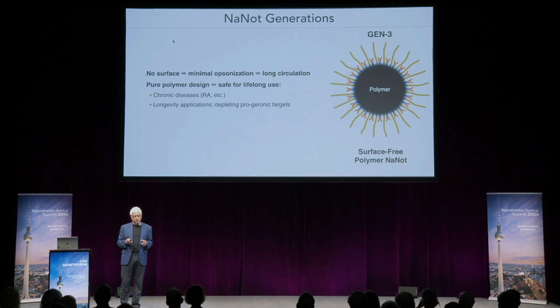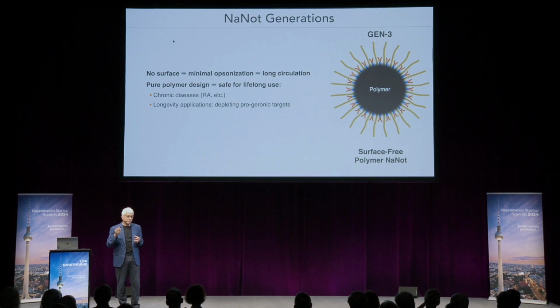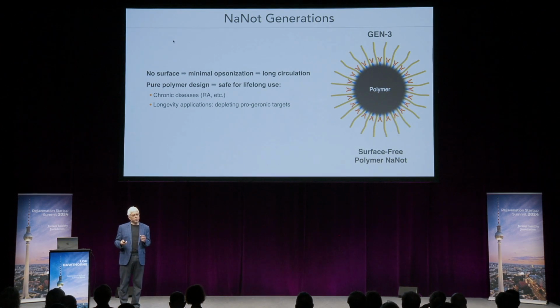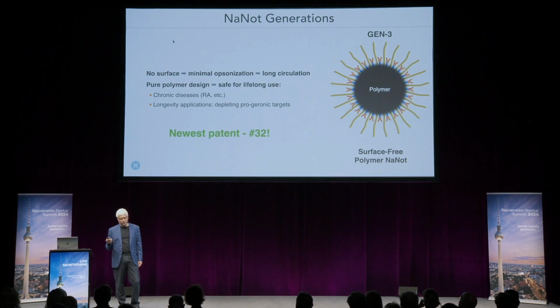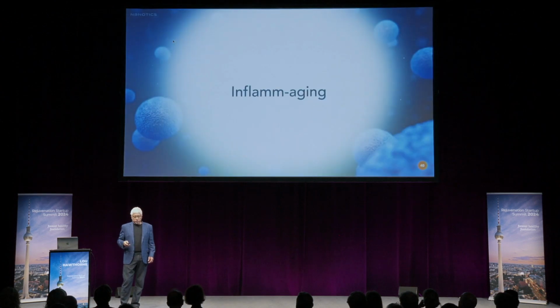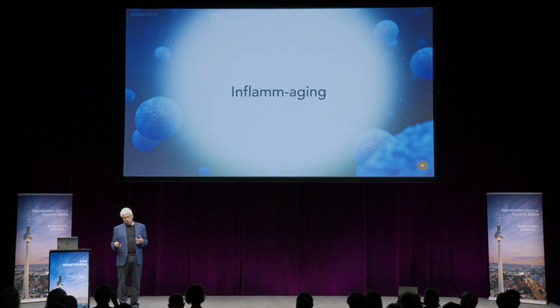And the pure polymer design, silica is very safe, but it has a degradation rate. And if you eliminate silica, then you can suddenly start to think about dosing for the rest of your life to control aberrant signals. You really want a polymer NaNot for that. So this is our 32nd patent, and we needed to patent it before we start working with vendors, and that now is in process.